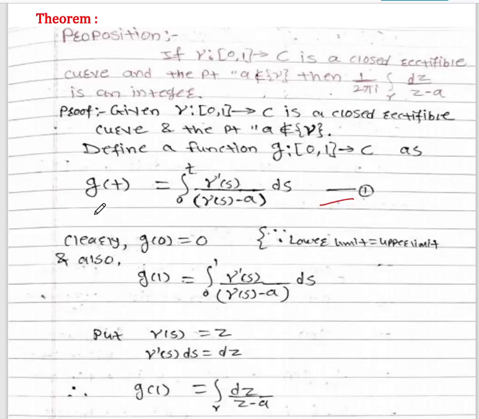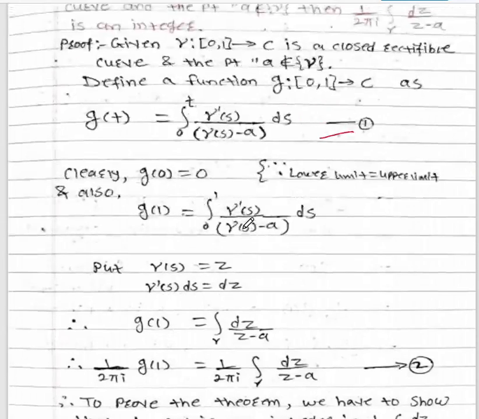For the value t equal to 0, this becomes 0, because the upper limit and lower limit both become the same. If the upper limit and lower limit are the same, then the value of that integral must be 0. So at the point t equal to 0, this integral gives the value 0. Now for t equal to 1, the above integral can be written as the integral from 0 to 1 of gamma dash of s upon gamma of s minus a ds.